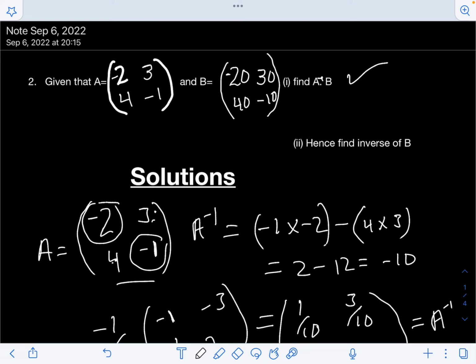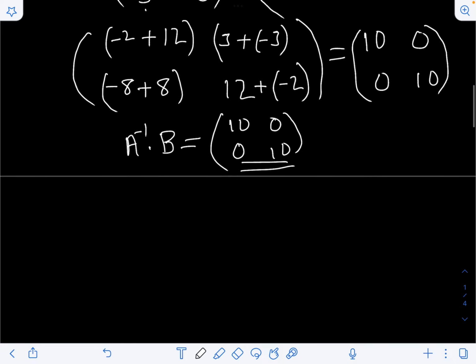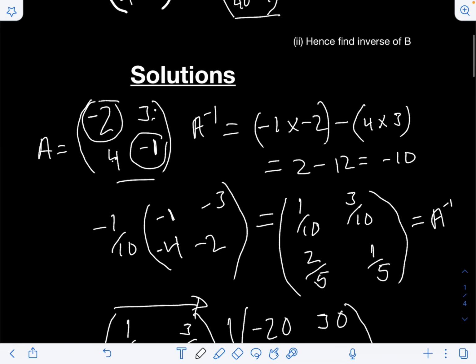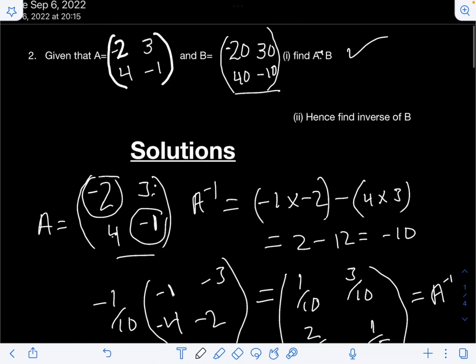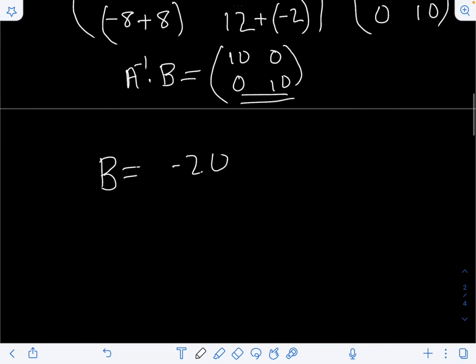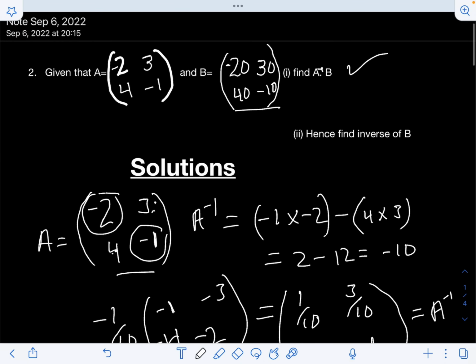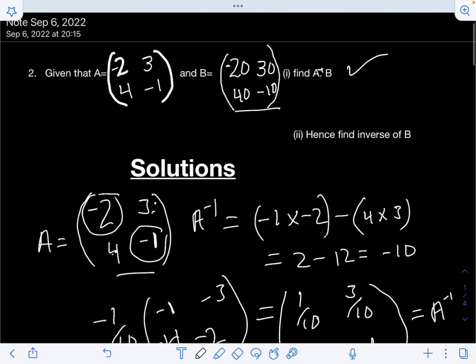Let us go to the second part. It says hence find the inverse of B. How can you find the inverse of B? This one is the matrix of B. The matrix of B is negative 20, 30, 40, and negative 10. This one is our matrix of B.